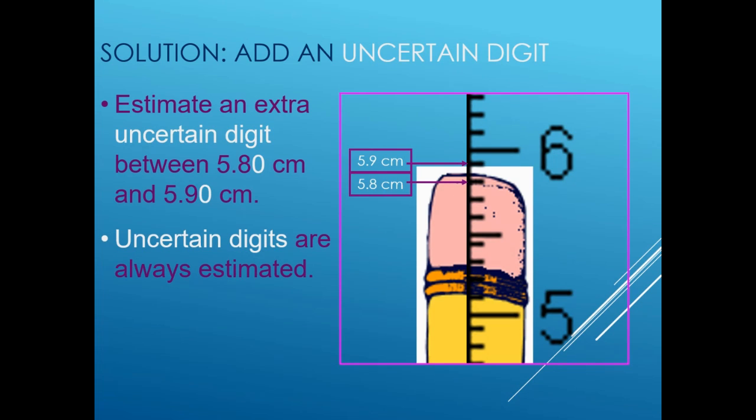We can confidently say that the pencil is more than 5.8 centimeters and less than 5.9, but we are going to have to estimate how much more and how much less. On the flip side of this, we can say that anytime we see a measurement written down, the last number in that measurement is recorded as the uncertain digit, and that in turn tells us how precise the measuring tool was.